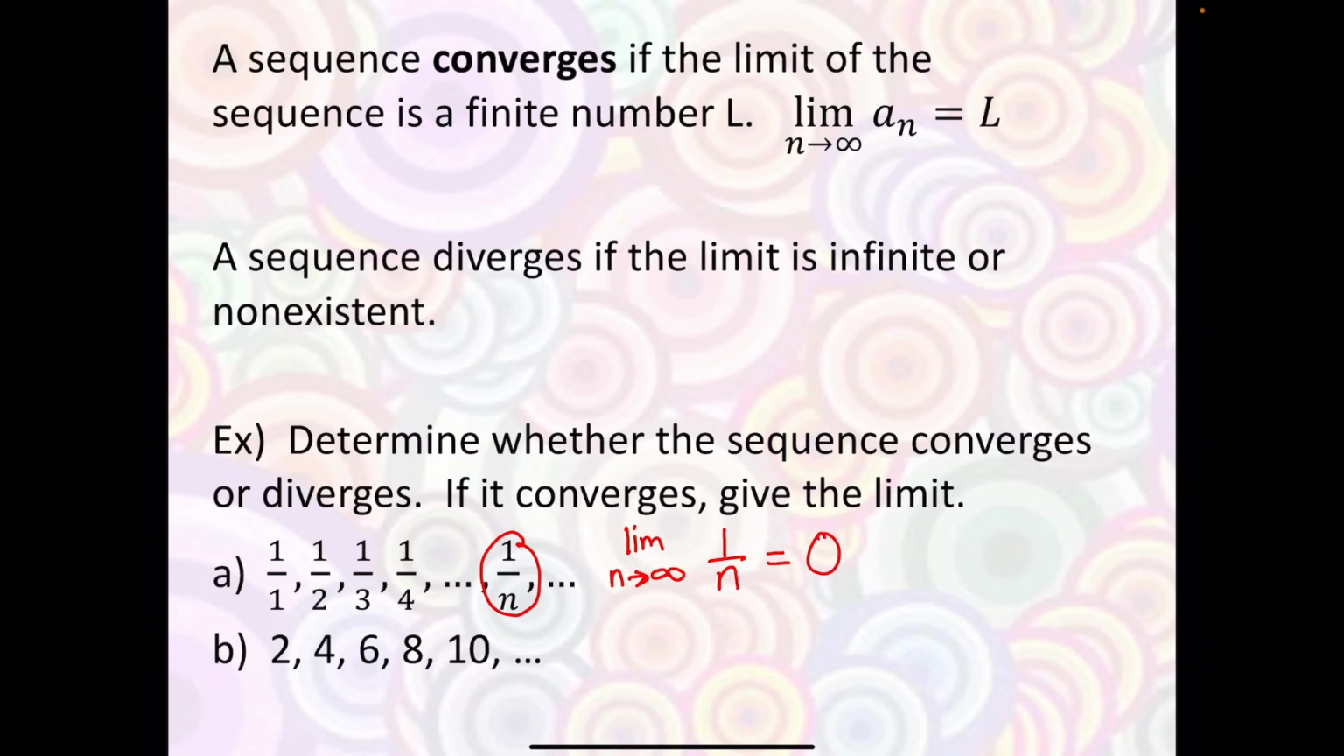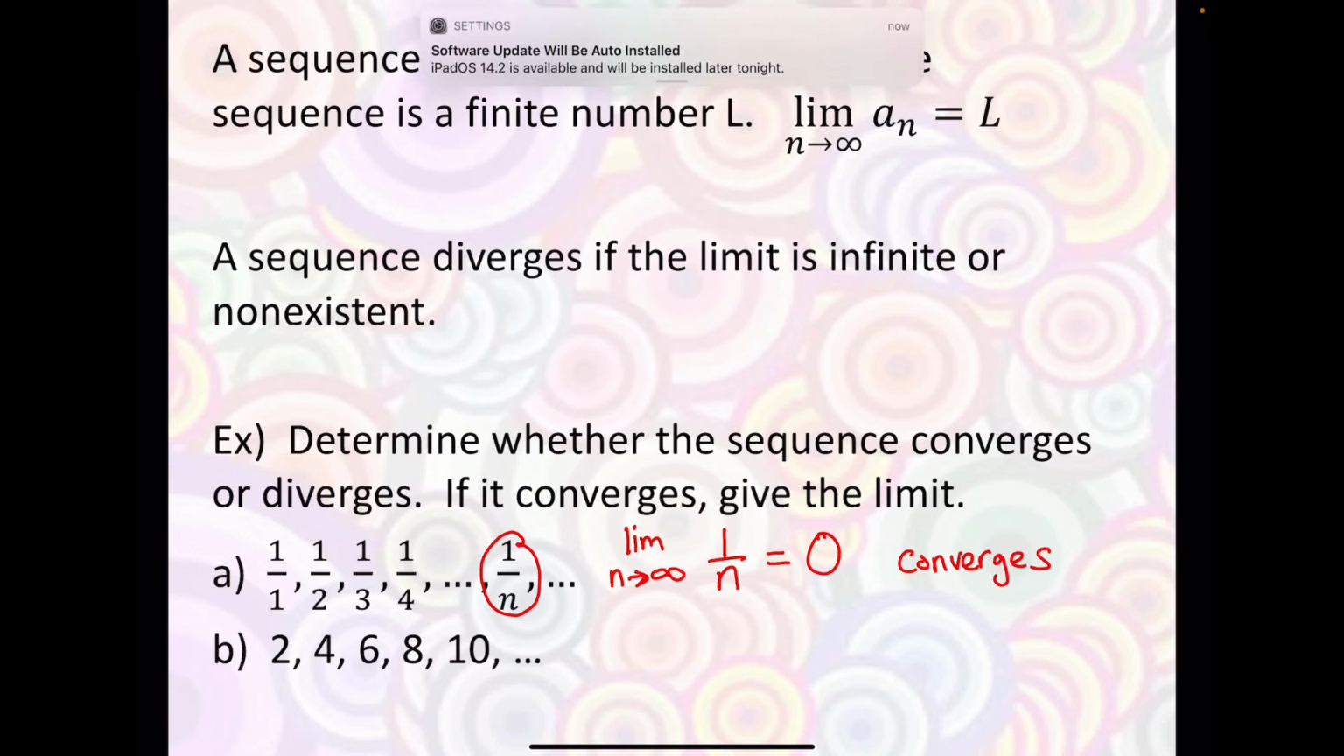So since our sequence has a limit that is a finite number at 0, that means this converges. And if it converges, give the limit. Well, it was 0.